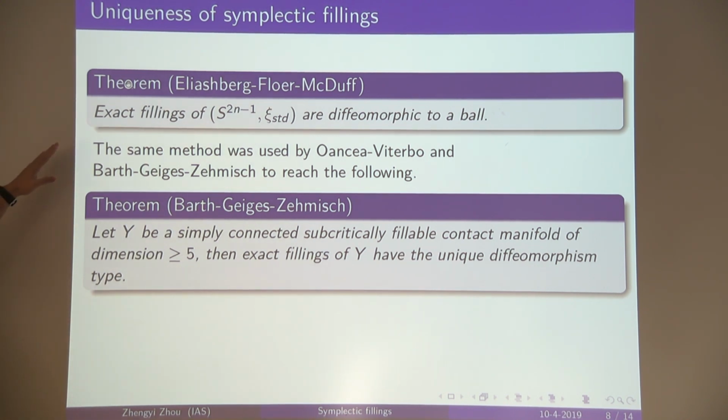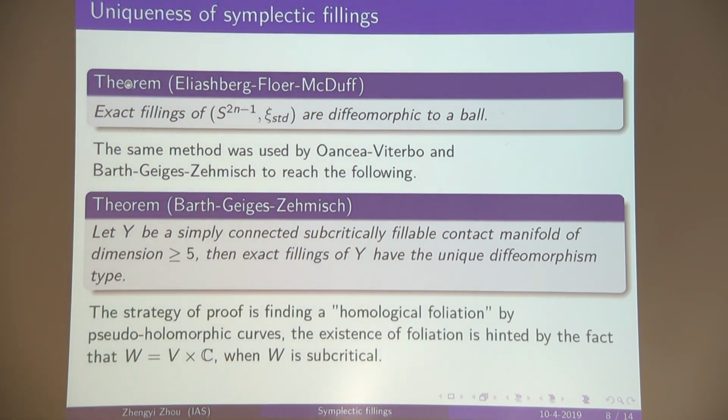This is a special case because this guy has a filling which is a ball, which is also subcritical. So subcritical basically means that for the filling you build, you can put a Morse function there compatible with the symplectic structure, and the index is strictly smaller than half. Okay. So the method they use is holomorphic curve theory, and they're trying to find a foliation of the filling. And the reason there is a foliation is that if W is subcritical, then it actually splits into a product. So that's why you have the foliation direction. That's how their methods work.